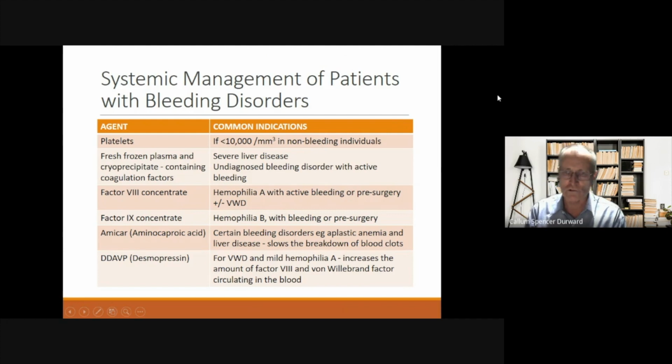Factor IX concentrate may be given in patients with hemophilia B, and in certain bleeding disorders, such as aplastic anemia and liver disease, aminocaproic acid can be given, which slows the breakdown of blood clots. Finally, for patients with von Willebrand's disease and mild hemophilia A, DDAVP may be given, which increases the amount of factor VIII and von Willebrand's factor circulating in the blood.